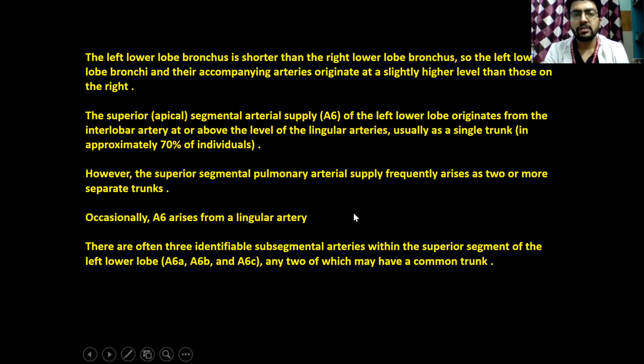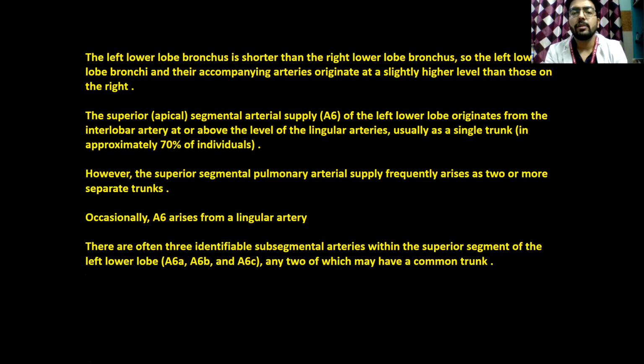The left lower lobe bronchus is shorter than the right lower lobe bronchus. So the left lower lobe bronchi and their accompanying arteries originate at a slightly higher level than those of the right. The superior segmental artery supplying A6 of the left lower lobe originates from the interlobar artery at or above the level of the lingular arteries, usually as a single trunk.